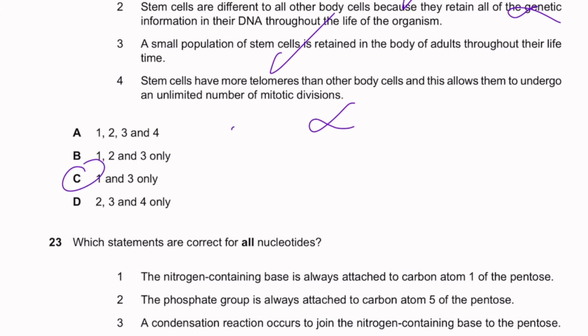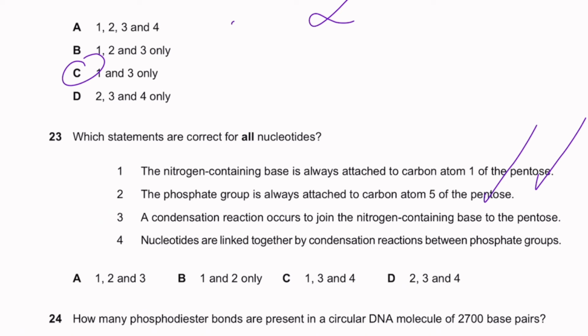23. Which statements are correct for all nucleotides? The nitrogen-containing base is always attached to carbon atom 1 of the pentose. That is true about the structure. The phosphate group is always attached to carbon 5 of the pentose. That is also correct. A condensation reaction occurs to join the nitrogen-containing base to the pentose. I mean, how else would the base join to the pentose sugar? I think it's also true. Nucleotides are linked together by condensation reactions between phosphate groups. No, actually, the condensation reaction will happen between one phosphate group and one hydroxyl group, and the bond is called the phosphodiester bond. So 4 is wrong. So it's 1, 2 and 3, and that's A.